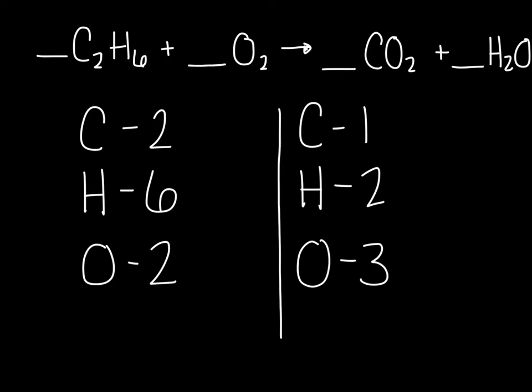Again, I'm going to go against tradition, and I'm going to start by balancing out my hydrogens first. When I look at how many hydrogens I have, I'm starting off with 6. Because I have 2 hydrogens in water, I know that I have to multiply 2 times 3 to get 6. That's going to cause me a little bit of problem because no matter what I do to carbon dioxide, I'm always going to get an odd number.